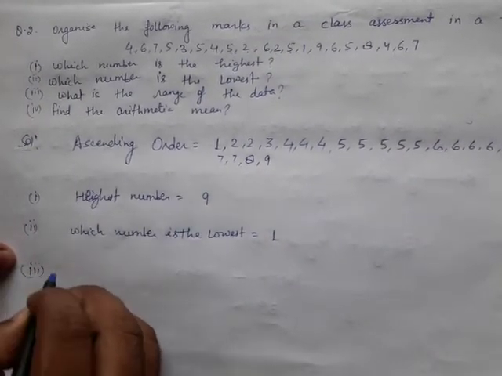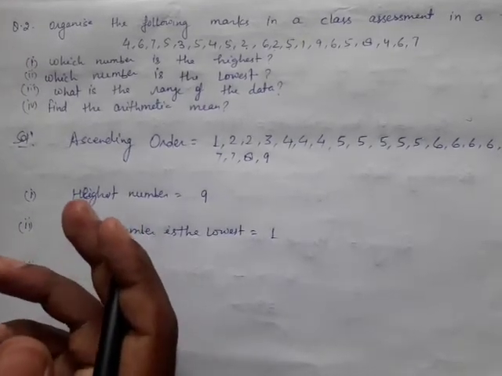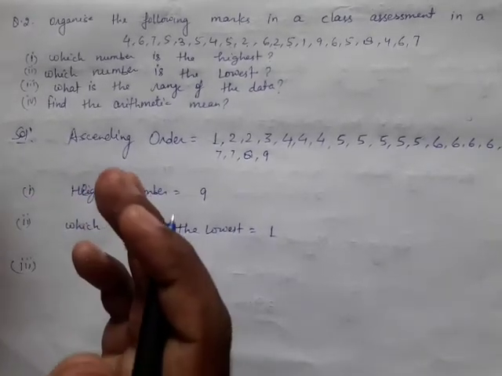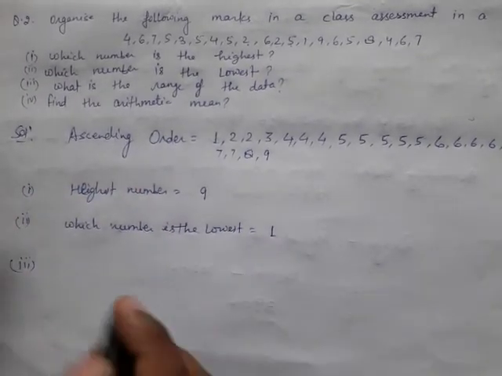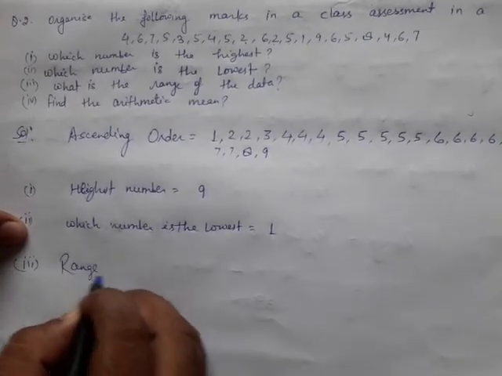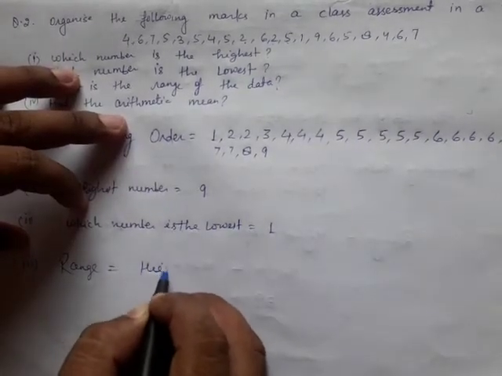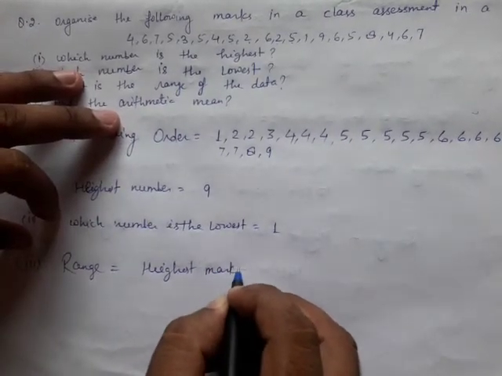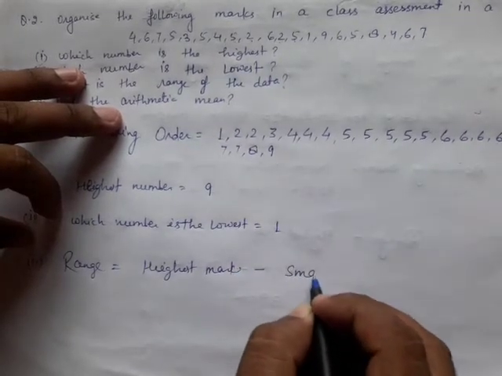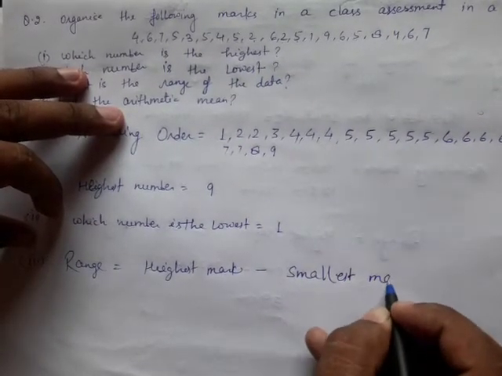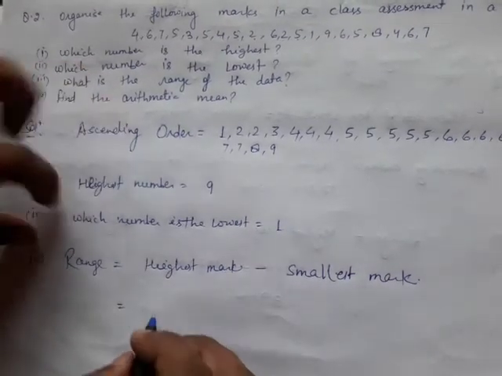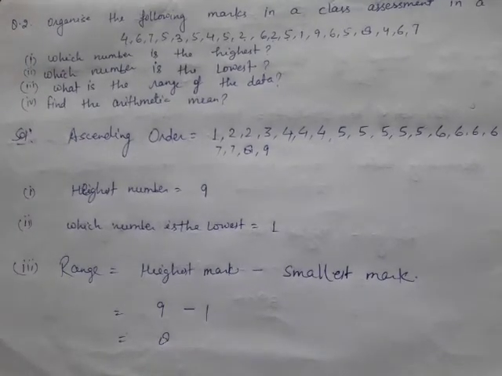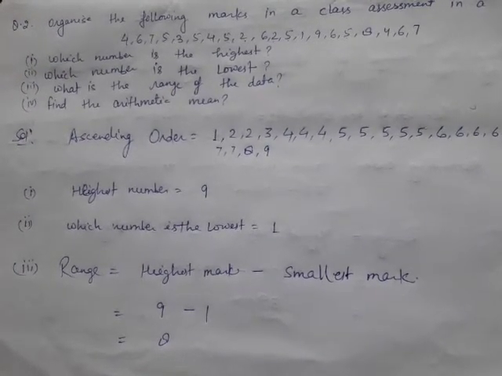Range: how will you find range? We find the difference between the highest value and the lowest value. Range formula: highest mark minus smallest mark, equal to highest 9 minus smallest 1, equal to 8. Clear? Clear to you?